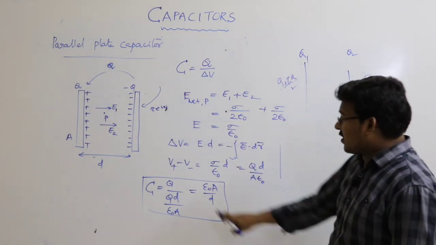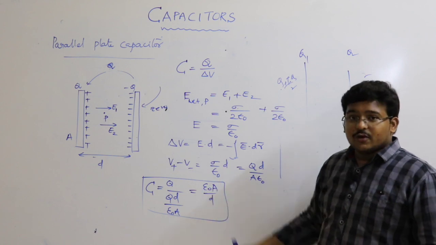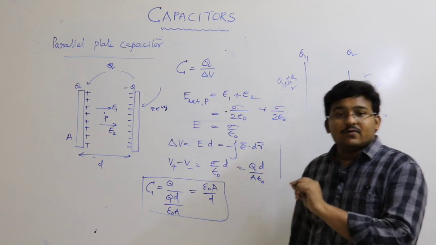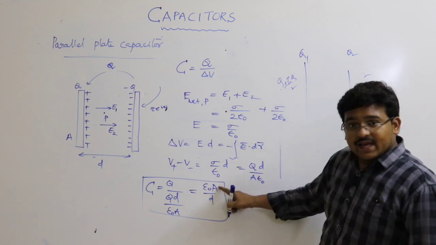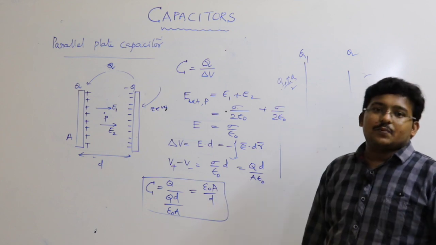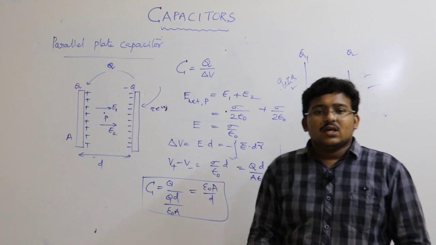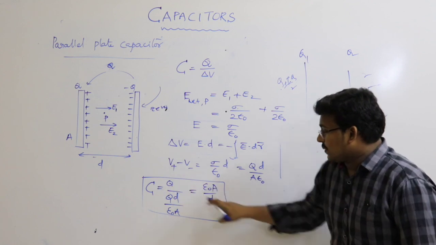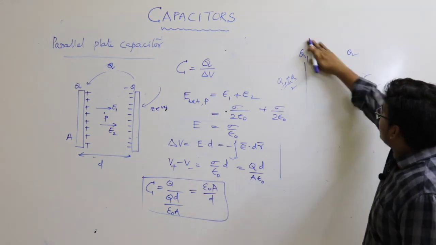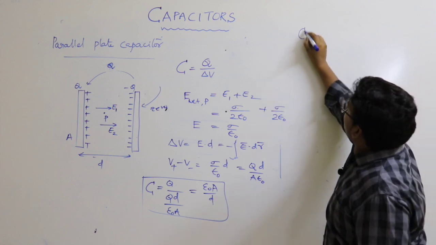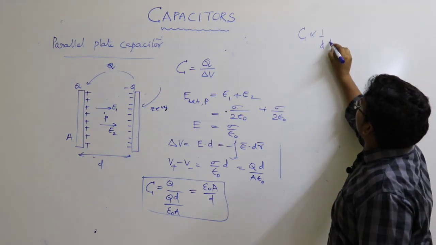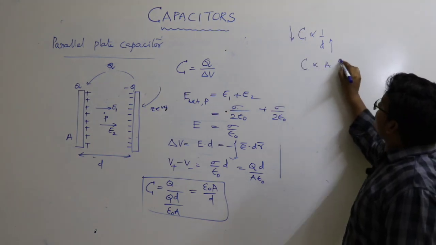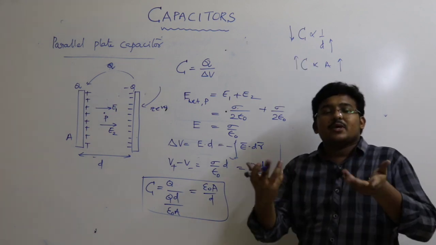So this is the formula for parallel plate capacitance: C is equal to epsilon naught A by d. Epsilon naught is 8.85 into 10 power minus 12 coulomb square per newton meter square, A is the area of the plates, and d is the distance of separation. They might ask you problems like this: if the distance is doubled, what happens to the capacitance? Capacitance is inversely proportional to distance, so if distance increases, capacitance decreases. And C and area are directly proportional: if the area is increased, the capacitance of the plates increases.